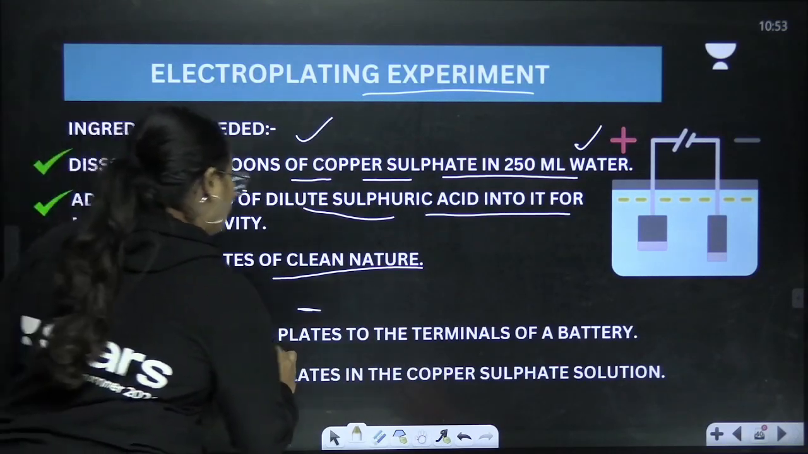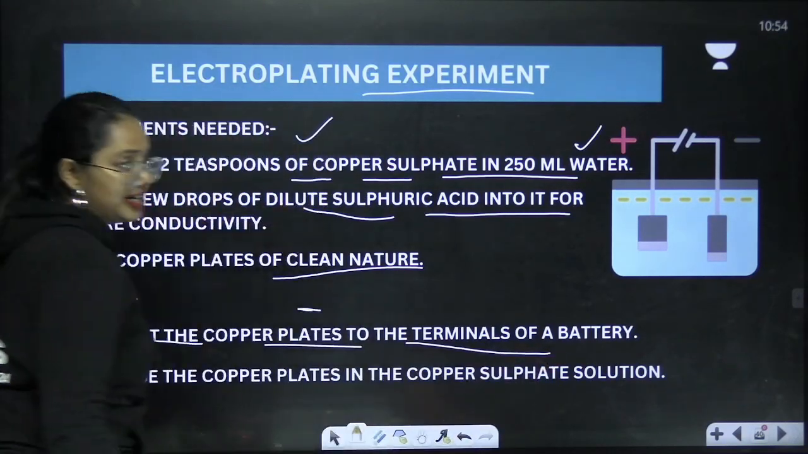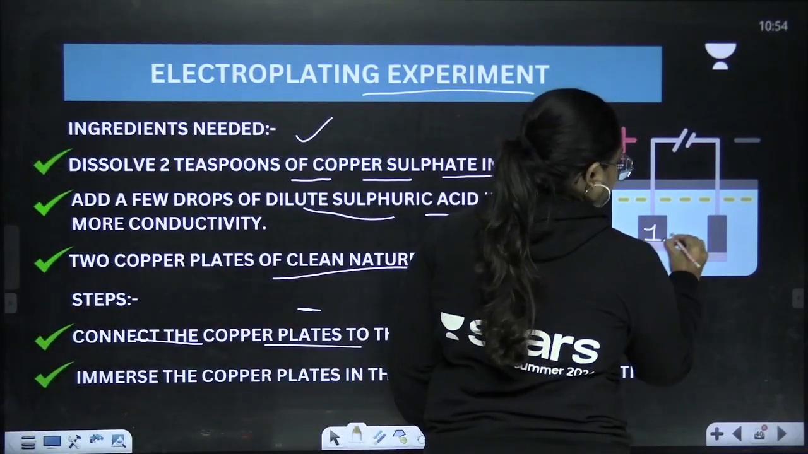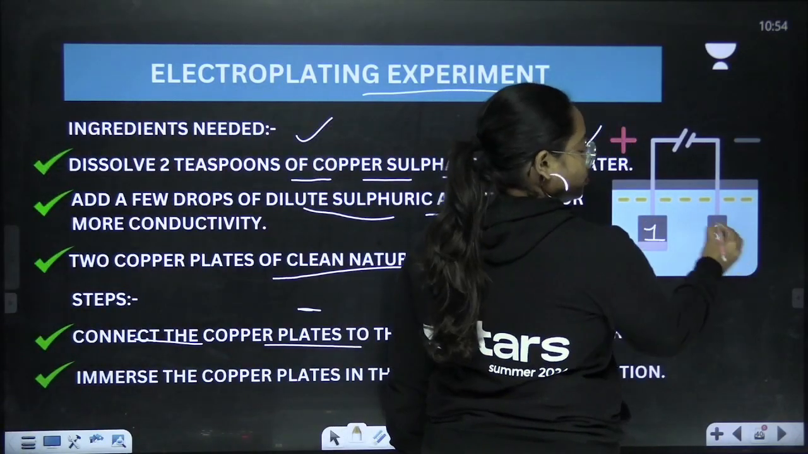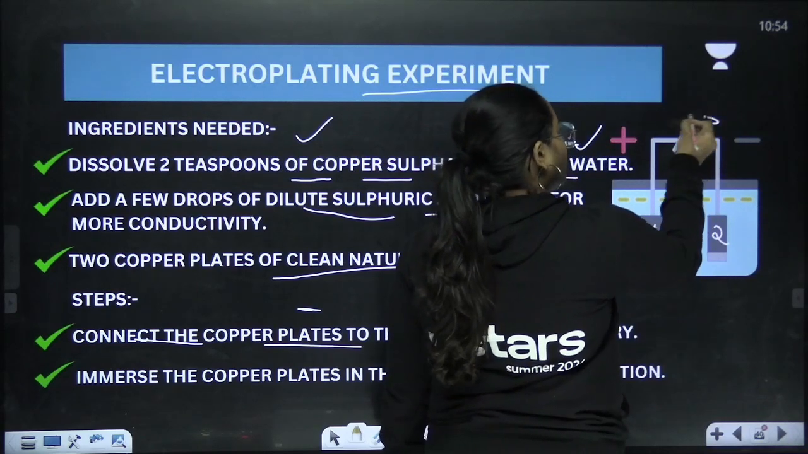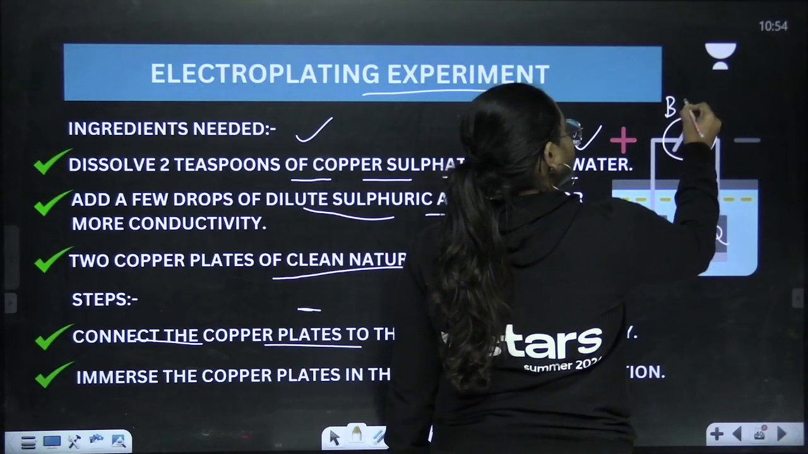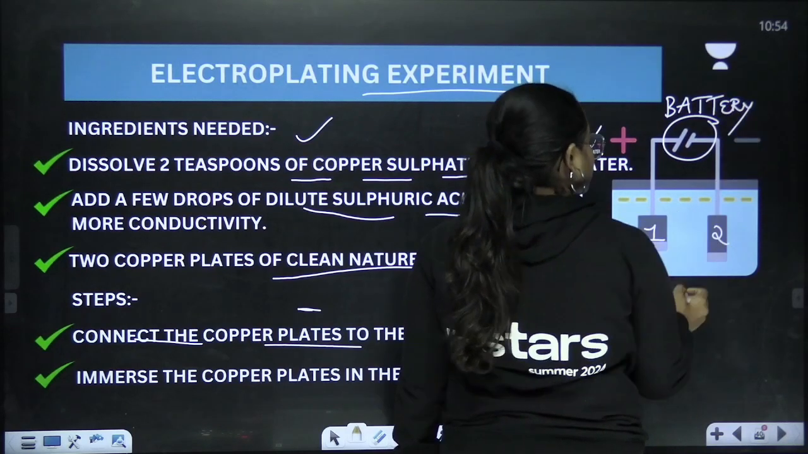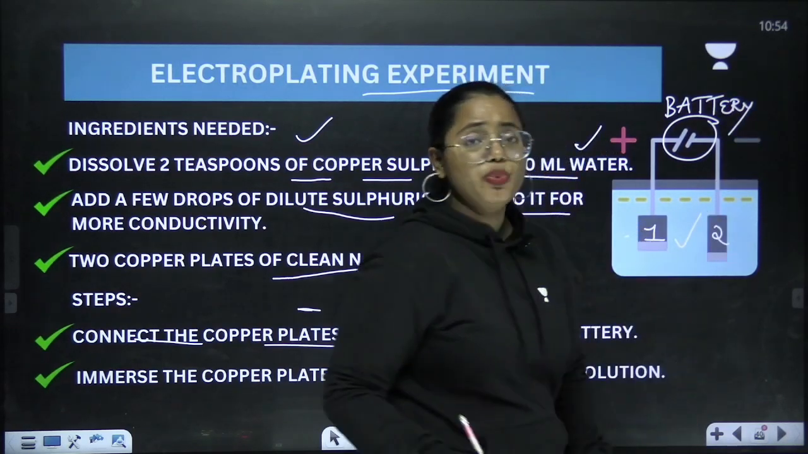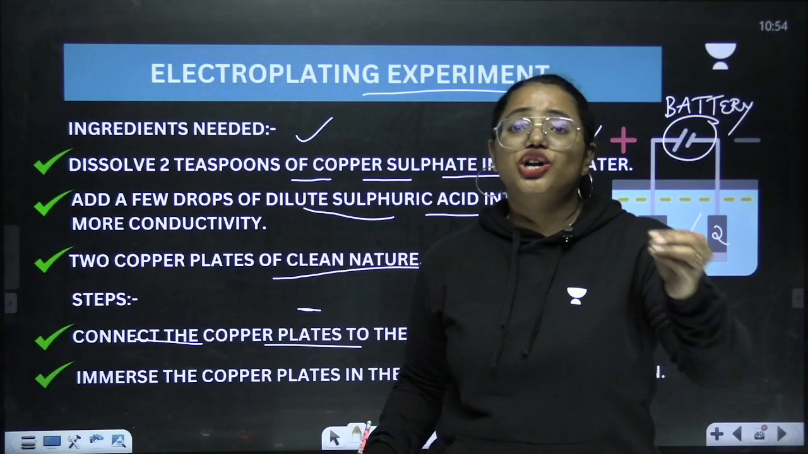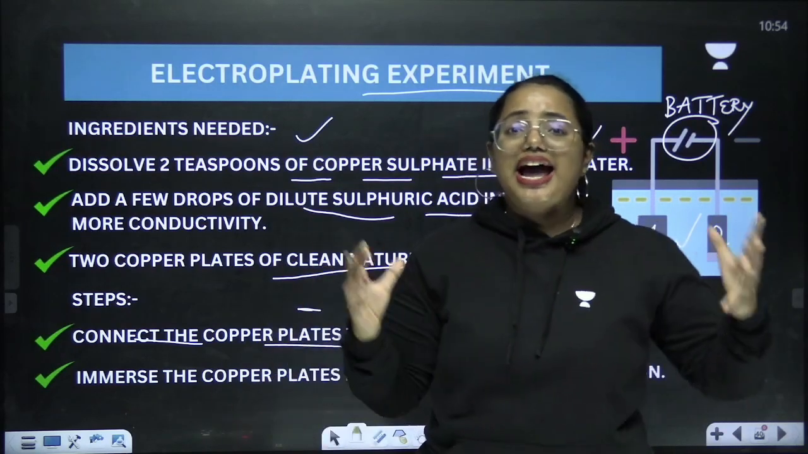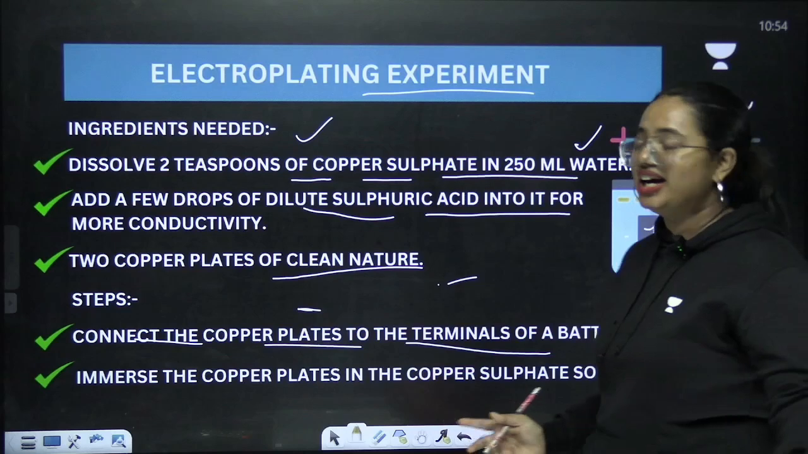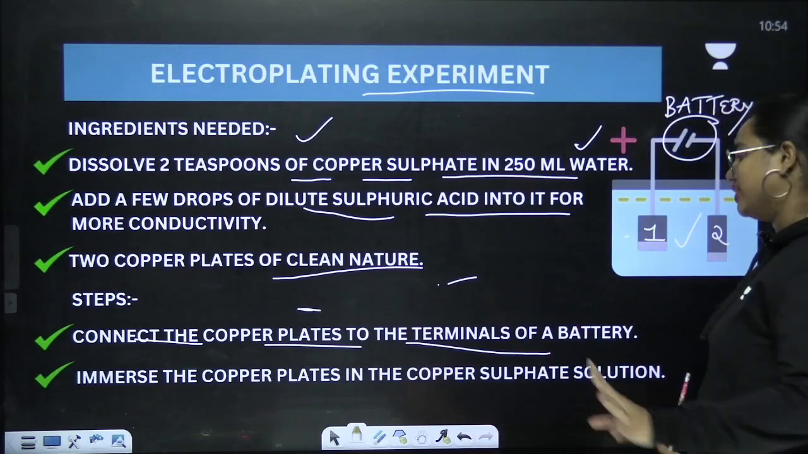Connect the copper plates to the terminals of a battery. Look at it. We have 2 copper plates, here is the first one and here is the second one, and these are connected to a battery. This is nothing but our battery. Okay, so we have the conducting solution here, which is a solution of copper sulfate with 2 drops of dilute sulfuric acid added. Clear? That is the solution that we have considered here.